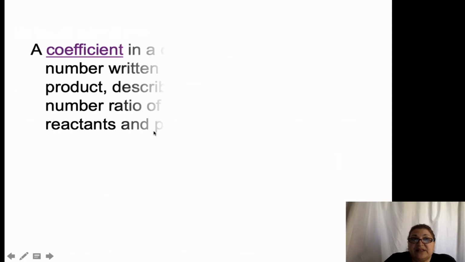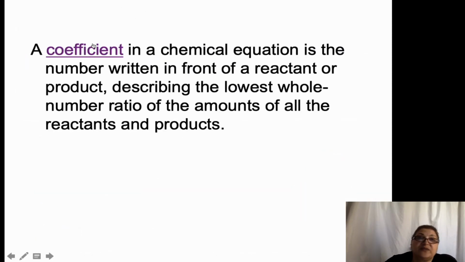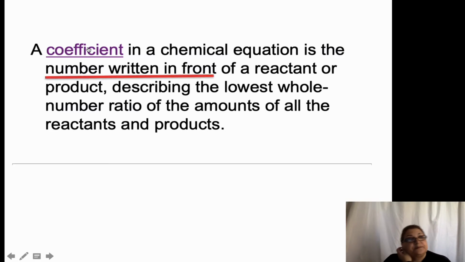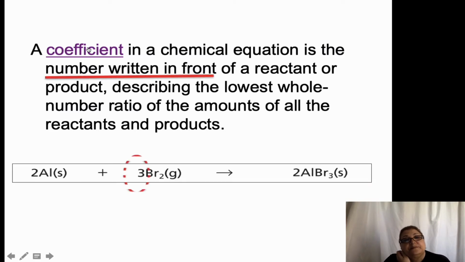In order to balance it, the only thing we can change is called the coefficient. Coefficient: in a chemical equation, the number written in front of a reactant or product. In a balanced equation, it describes the lowest whole number ratio of the amounts of all reactants and products. So we cannot really change the subscript, or that little number right here. We only can change the coefficient, the number in front. So we don't add, we don't subtract, we don't divide, we can only multiply by the coefficient. And it has to be the simplest whole number ratio.